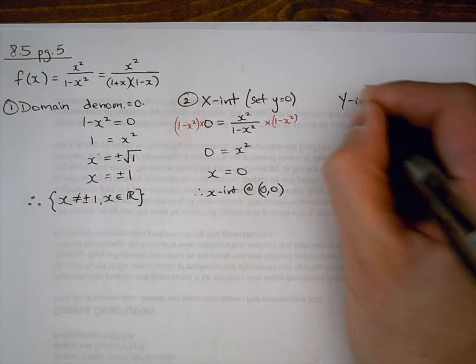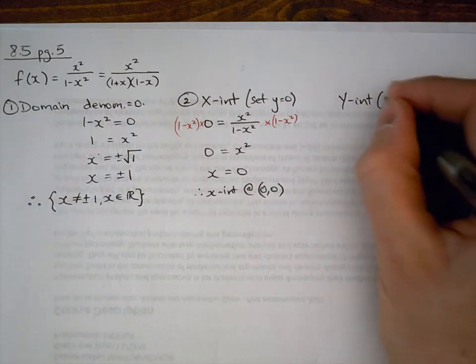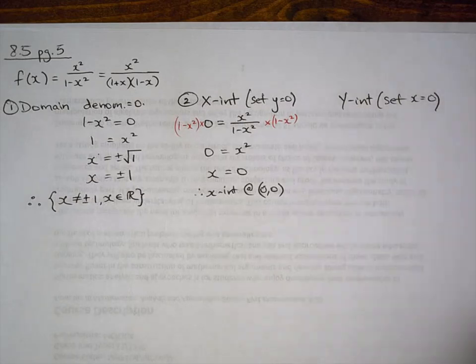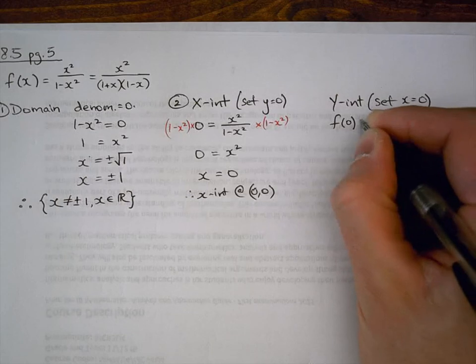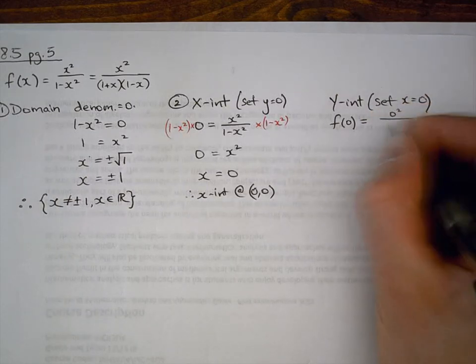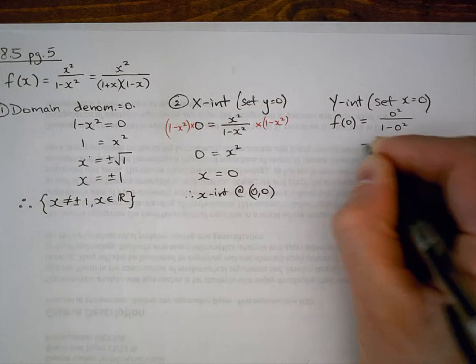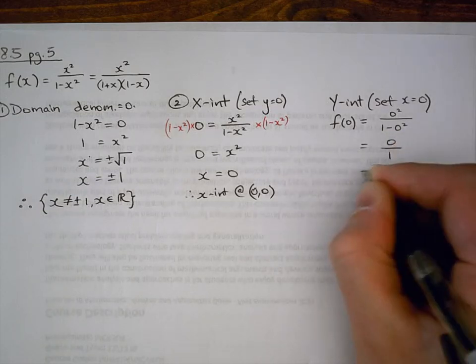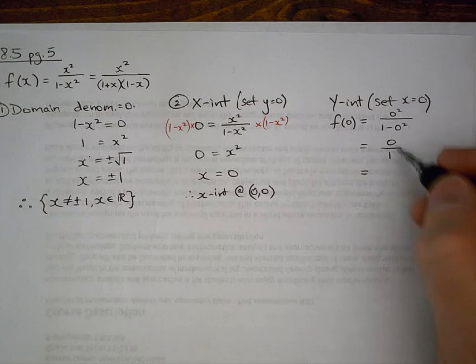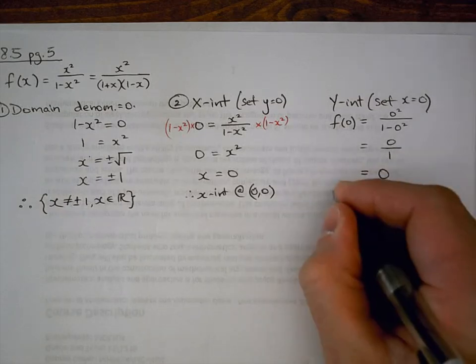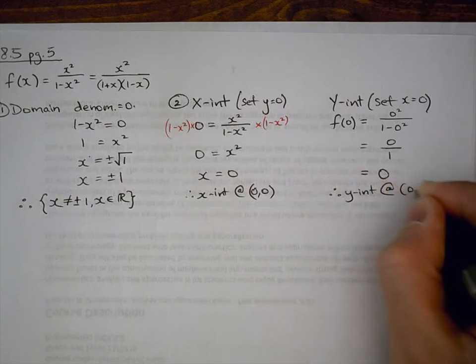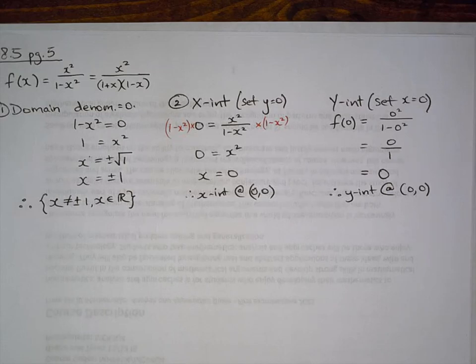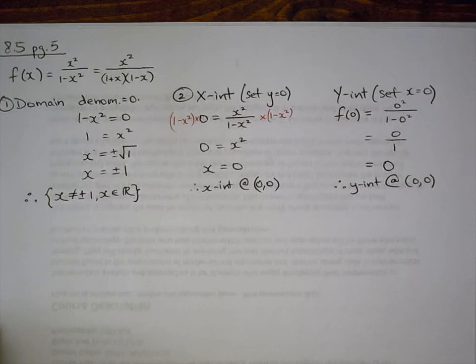And similarly, we have to find the y-intercept. Hopefully you remember how to do this. This is where I set x equals 0. So I'm going to sub in 0 into that function. I end up with 0 squared over 1 minus 0 squared. So that gives me 0 over 1. That's okay. We can't have a divide by 0, but we can have 0 divided by 1. That's just 0. So therefore, not only is 0, 0 the x-intercept, it's also the y-intercept. Still a little unclear about what this graph is going to look like, but at least I know something about the intercepts.